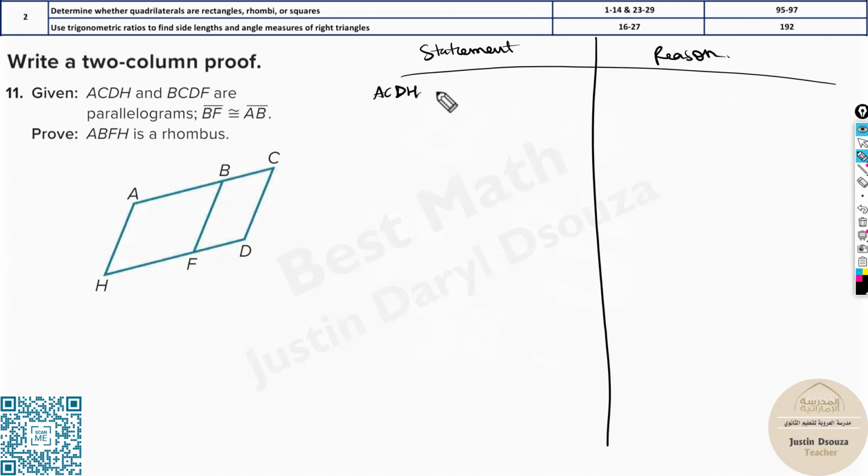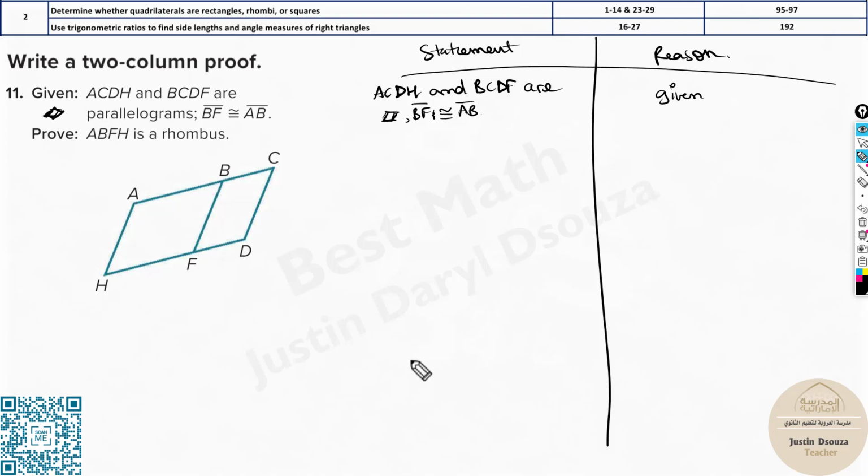ACDH and BCDF, okay, are parallelograms. So what I'll do is I'll just draw a parallelogram symbol like this for short form, because many times you have to use that term. Okay, that is parallelogram. But you guys in your exam, just do it properly. Okay, write it properly: parallelograms. And they have told us line segment BF is congruent to AB. This is another thing. What is the reason? It's just given to you.